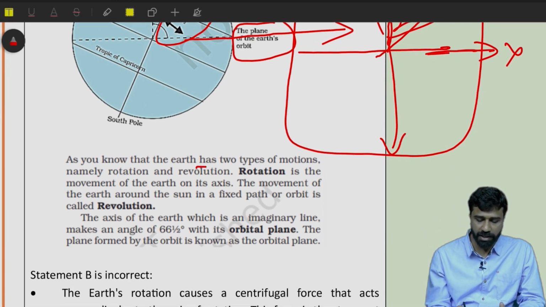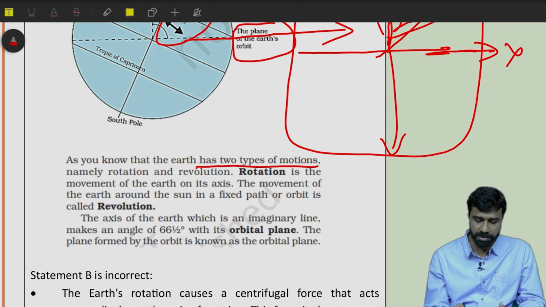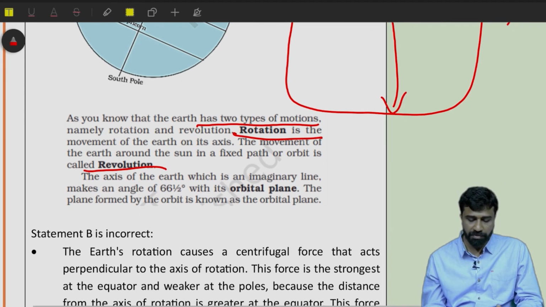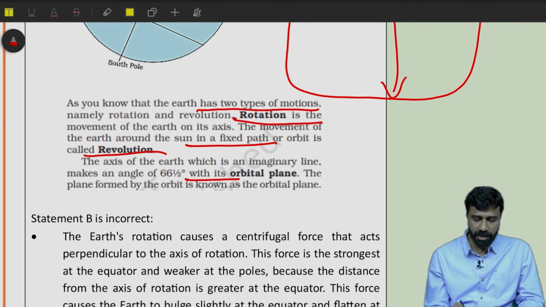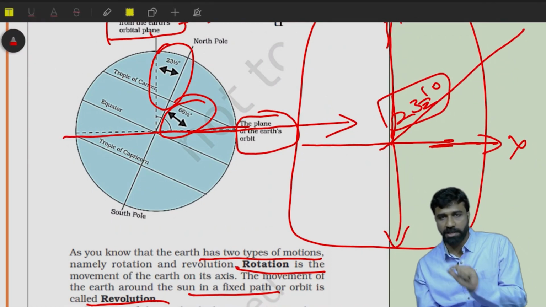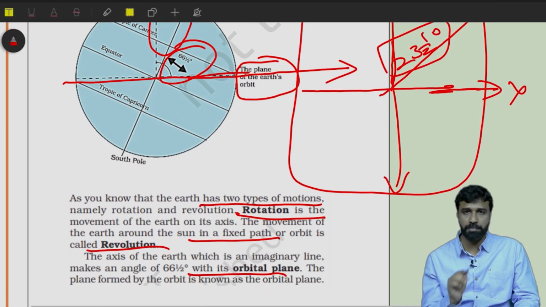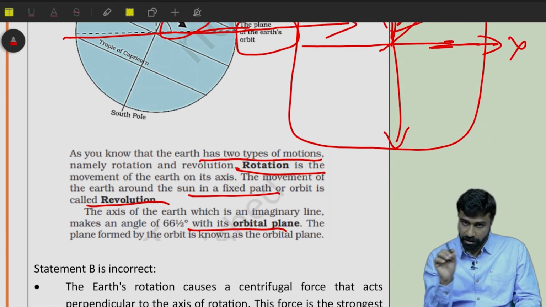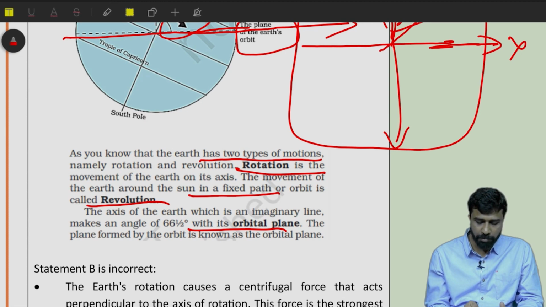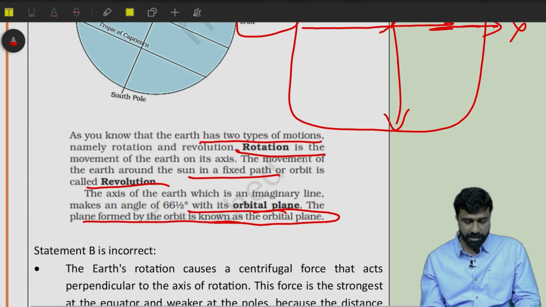As you know, the Earth has two types of motion: one is rotation around its own axis, and the other is revolution around the Sun in a fixed path. This is the orbital plane that you have known, drawn horizontally in the midst of the Earth, which is a spheroid shape. In the midst of the Earth you draw an imaginary line; the plane formed by the orbit is known as the orbital plane.